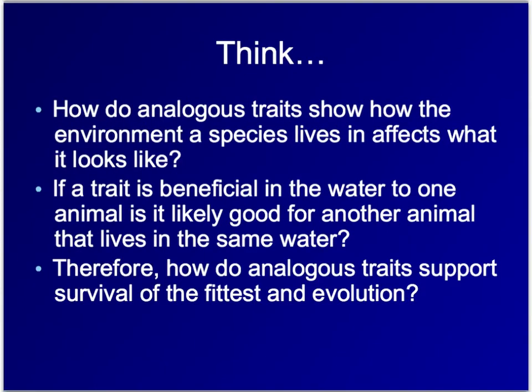So think, how do analogous traits show how the environment a species lives in affects what it looks like? Write your answer to this in your notes. Also answer, if a trait is beneficial in water to one animal, is it likely good for another animal that lives in the same water? And answer the last part, how do analogous traits support survival of the fittest in evolution? Again, make sure you pause the video here so you can write out your answers to these questions. Don't just think of them in your head.